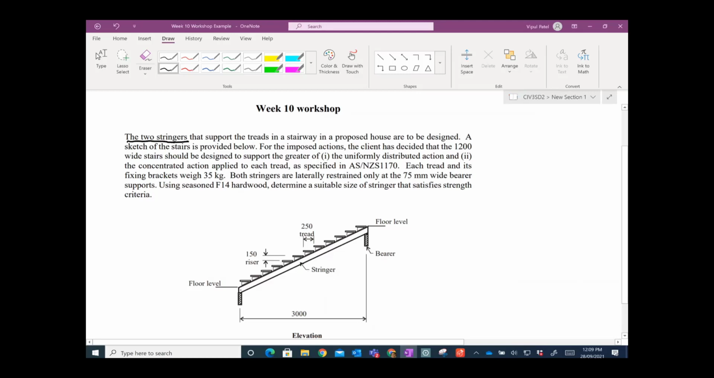We need to design the stringers that support the treads in a stairway. So there are treads: tread 1, tread 2, tread 3. Like the steps on your stairs, right? Timber treads in a house, let's say a two-story house to be designed. So we need to design these stringers. This is a timber stringer that we need to design, right?